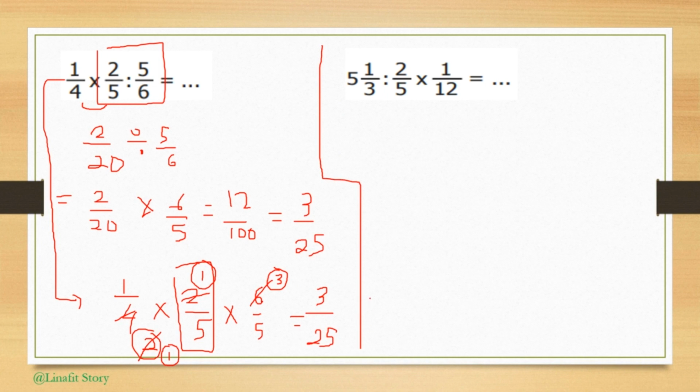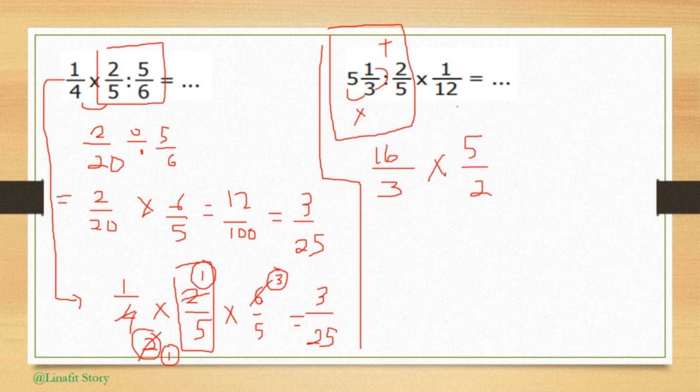5 and 1 out of 3 divided by 2 out of 5 times 1 out of 12. So you must convert it into an improper fraction. 5 times 3 equals 15. 15 plus 1 equals 16. So 16 out of 3. Remember, there is the division. So keep, change, flip. Times 1 out of 12.